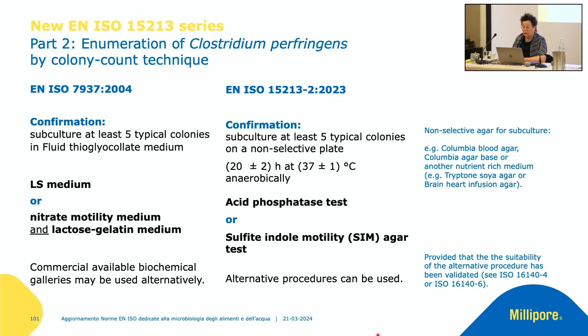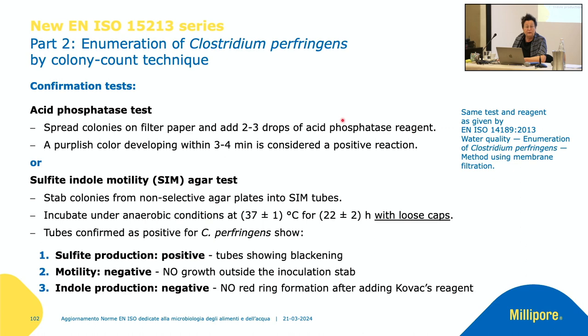Alternative procedures can also be used. The acid phosphatase test is a very simple test, like in water microbiology. You spread colonies on the filter and add 2 or 3 drops of the acid phosphatase reagent, and a purple color developing in 3 or 4 minutes is considered a positive reaction for Clostridium perfringens. Very simple test, but with a toxic component. It's not nice. So we are very happy that besides the acid phosphatase test, we now have the description of the sulfite indole motility SIM agar.